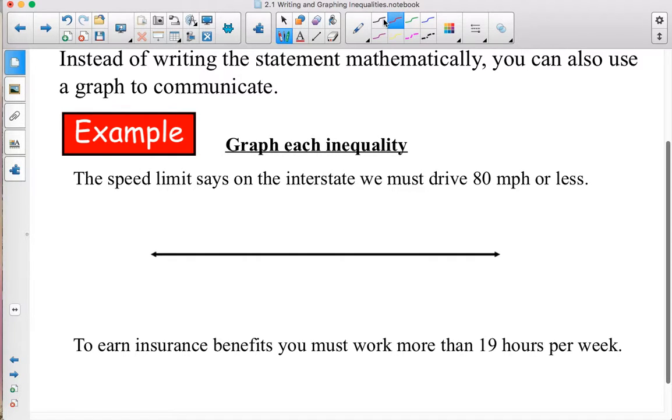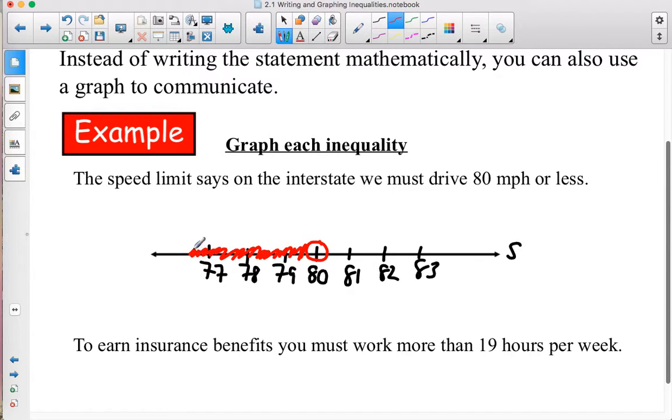So on my number line, I'm going to label it S for speed, and I have 80 here. I'm going to do some tick marks. Maybe I've got 81, and then 82, and then 83, and I think you get the idea. And then to the left, I'd have 79, 78, 77. Now it says the speed limit on the interstate is 80 miles per hour or less. The way I graphically show that, I put a circle around 80, and I shade to the left because it's less than.